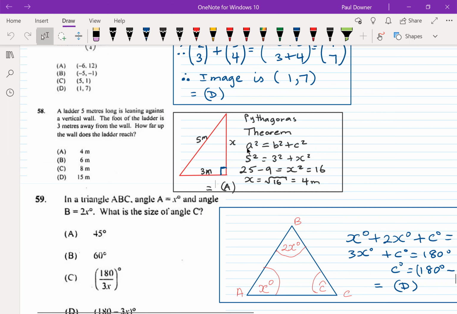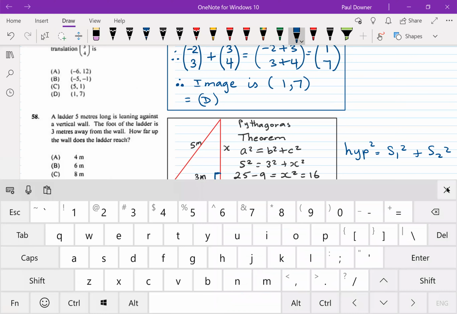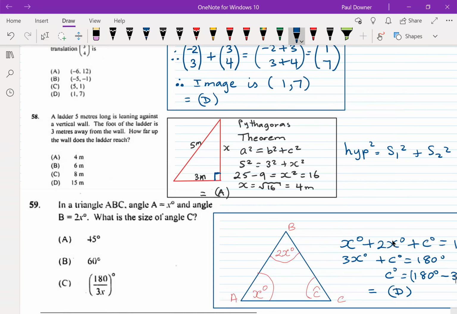Another way to write this, of course, if you want to be a little more precise, you could write hypotenuse squared is equal to side 1 squared plus side 2 squared. But to be very sure, you must always write down the formula to start off, right? Always write down this formula here to start off, whether you write it in this form or this form, and then substitute. So you put in the hypotenuse, which is 5.